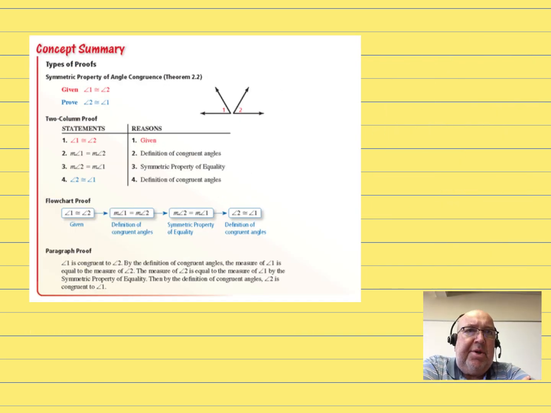Lastly, this just shows you the 3 different methods of doing proofs. So you can use a 2-column proof, which I think most of what I'm going to have you working on in Edulastic is going to show. You can create flowcharts, and you can actually write that out in a paragraph proof.